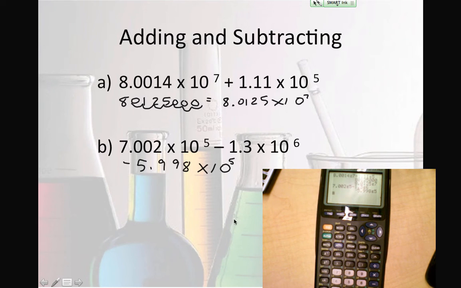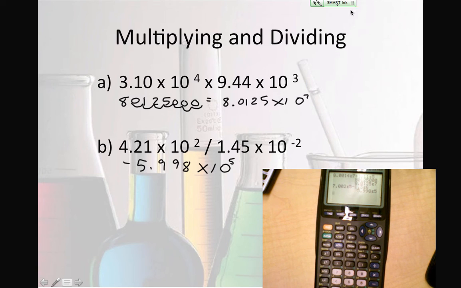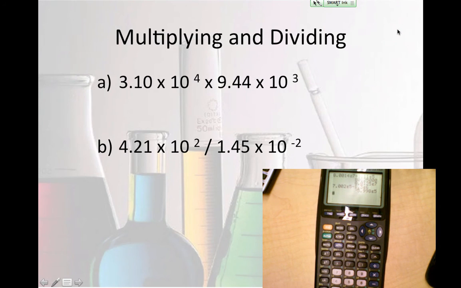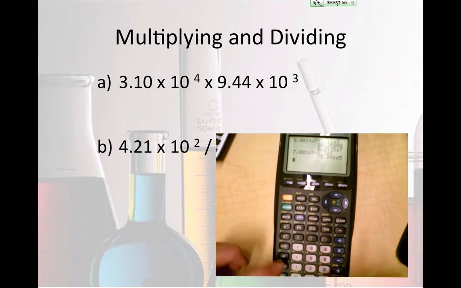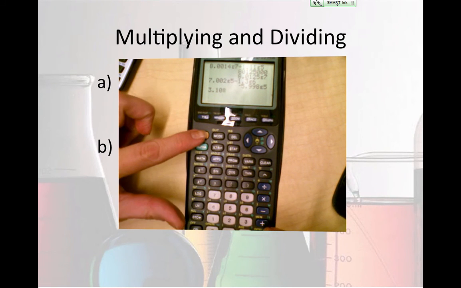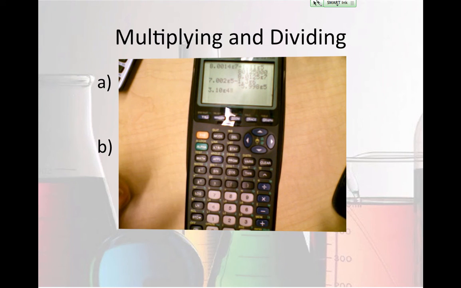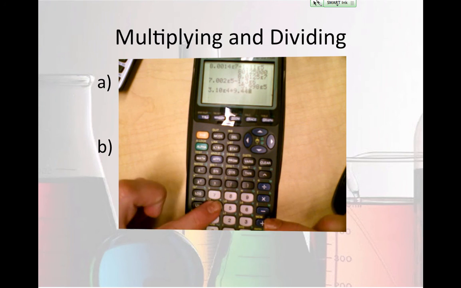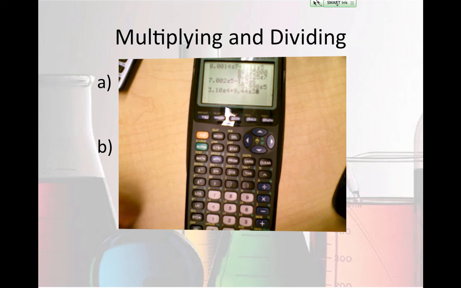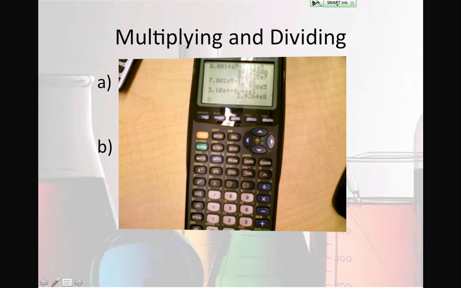Well, let's do multiplying and dividing just to be sure that we got this, okay? So we'll try a multiplication problem and a division problem, and then I'll show you with a different calculator where to find the E button. Okay, so multiplying. 3.10, then it says times 10 to the 4th, so I do second E 4 times 9.44 second E 3. Then when I push enter, I have my solution already, 2.9264 times 10 to the 8th.